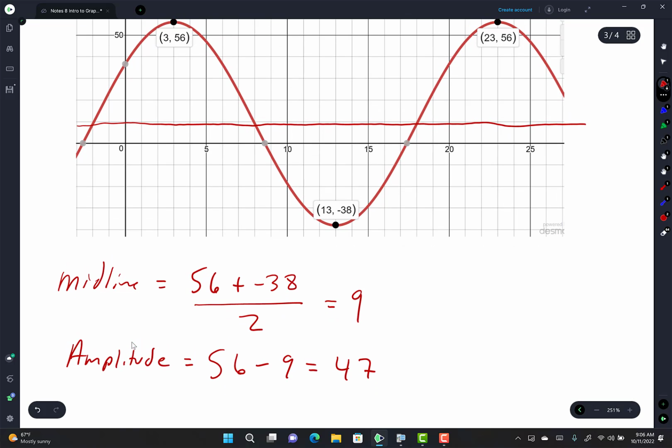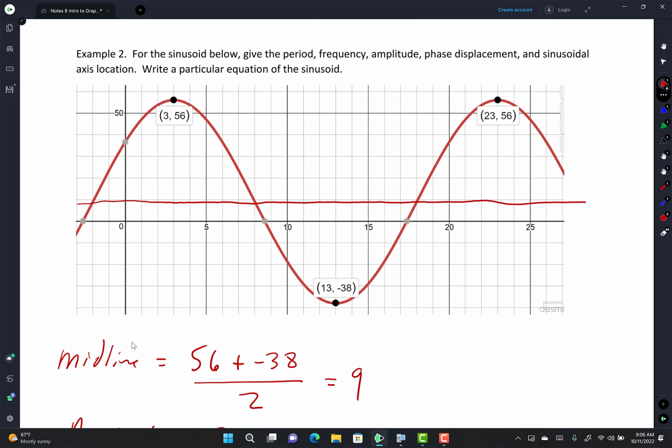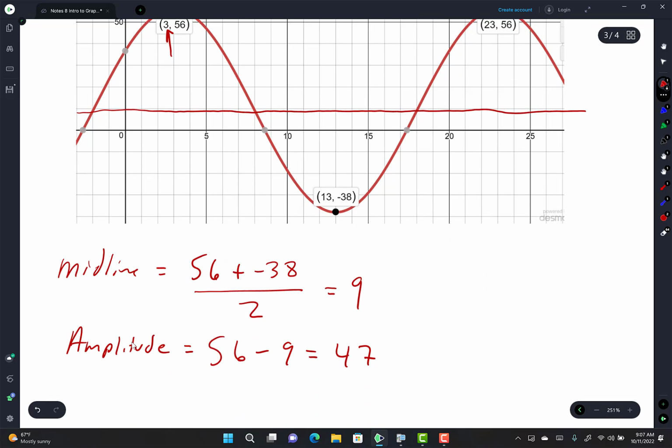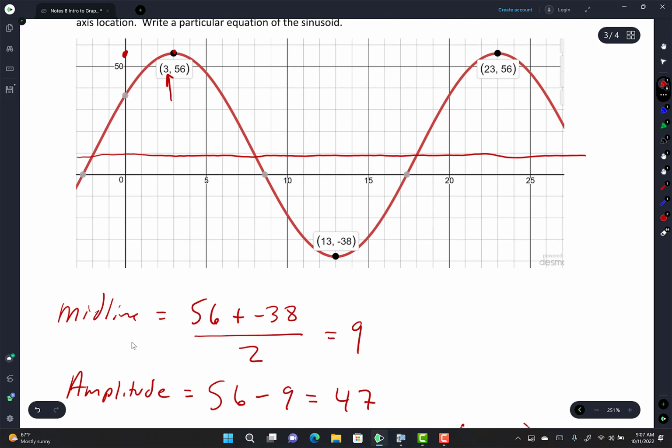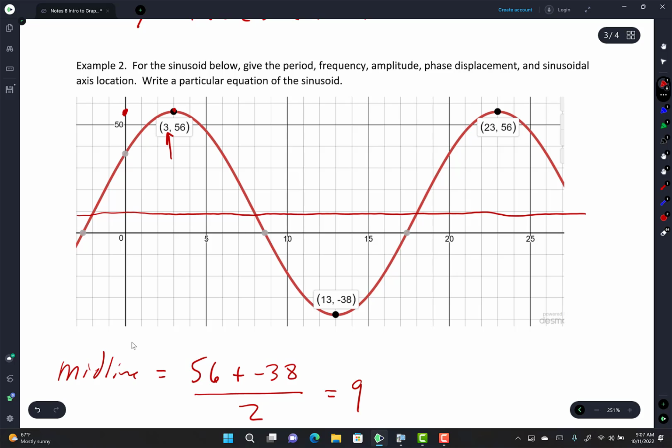So now I got my amplitude, I got my midline, now I need my phase displacement. If I'm using cosine, where is that peak? It should have been right on the y-axis, but it's not. Give me the x value of that peak. What's the x value, guys? 3. So the phase displacement, you can say 3 to the right. We're talking in terms of cosine. Okay, I got almost everything I need.